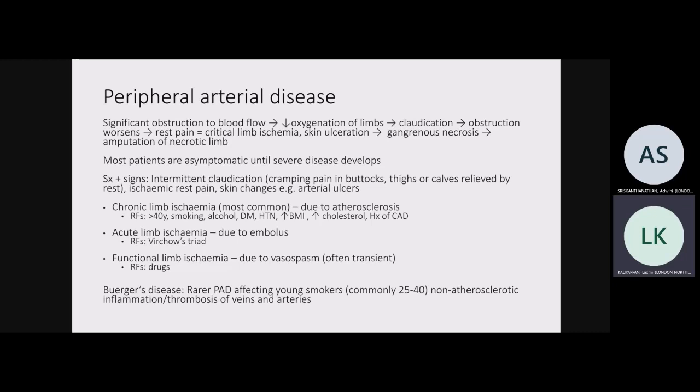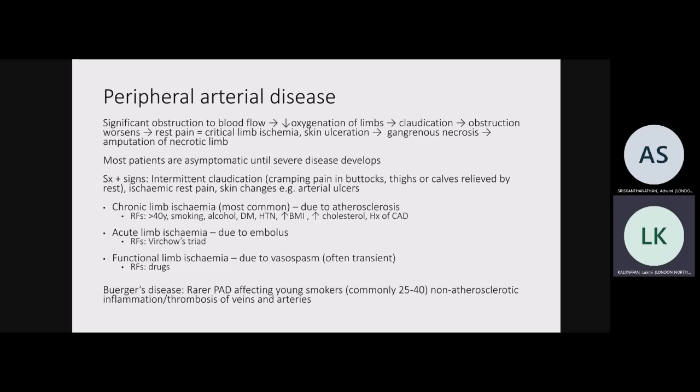Acute limb ischemia is often due to an embolus, so your risk factors are hypercoagulability, stasis. You're all familiar with Virchow's triad. And functional limb ischemia, this is often due to transient vasospasm in the arterial system, and particular drugs can predispose to this. One other thing that might be an MCQ is Berger's disease, which is a rare form of PAD.